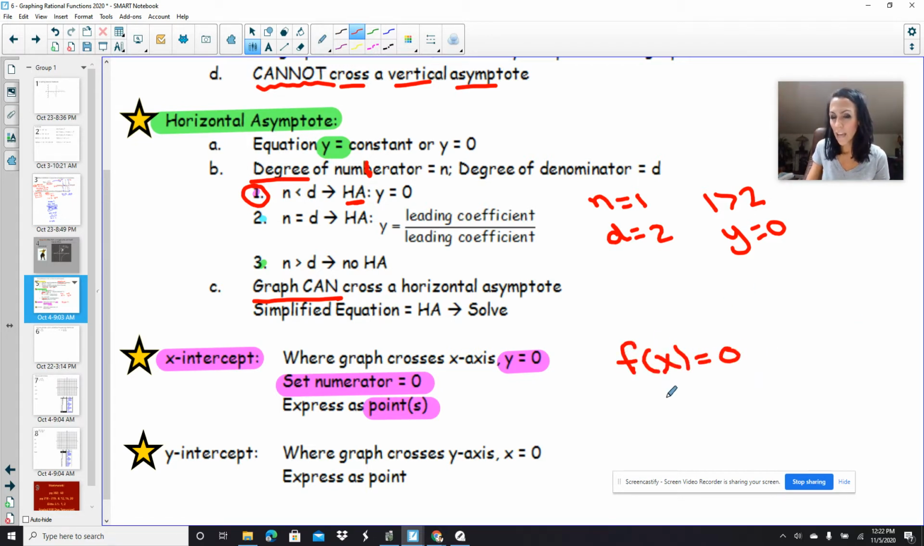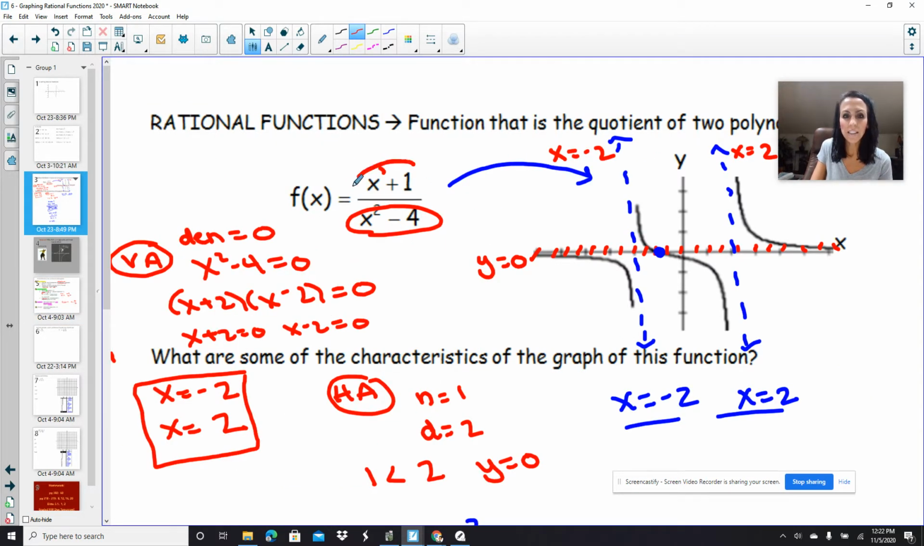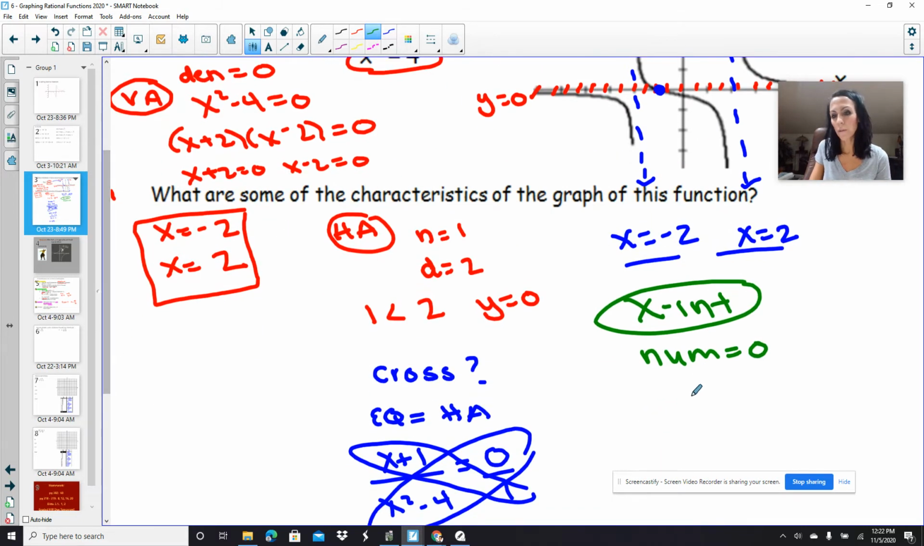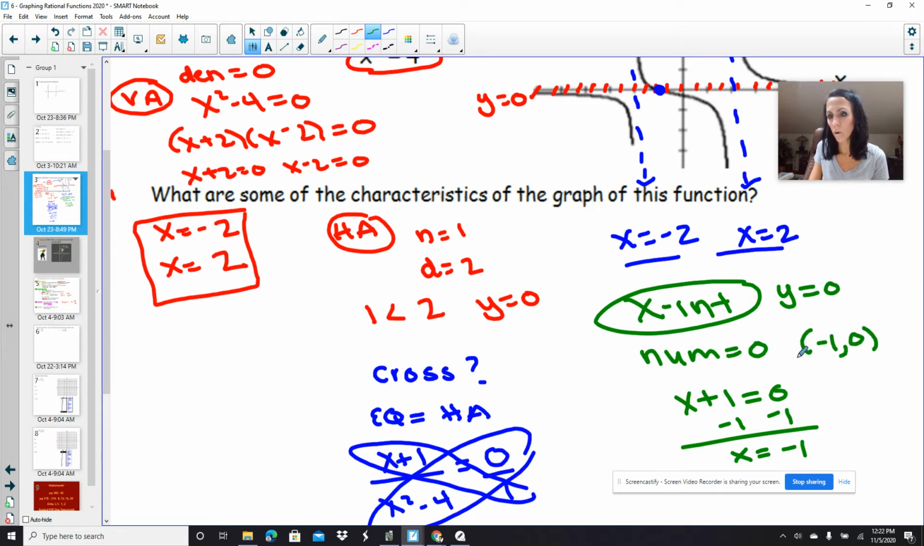And if f of x equals 0, that means the numerator must have been 0, right? Because 0 divided by anything is 0. So all we need to do is set our numerator equal to 0. I'm going to go back to our example and set this numerator equal to 0 for my x-intercepts. Make a new little section, x-intercepts. Set your numerator equal to 0, and x plus 1 equals 0, subtract 1, x equals -1, and we write it as a point. Remember y equals 0, so this is an x-intercept at -1, 0.